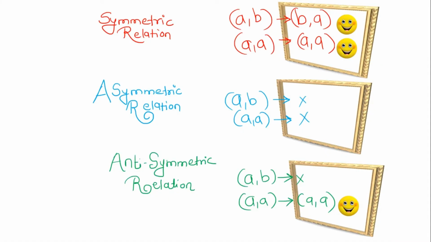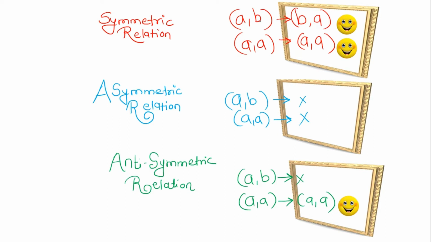Now let's understand different types of relation, that is symmetric, asymmetric and antisymmetric. For understanding this concept, let's assume for simplicity that if I place the ordered pair (A,B) in front of a mirror, the mirror image I get will be (B,A). And if I place (A,A) in front of a mirror, the mirror image will be (A,A). Based on this assumption about mirror images, we have these 3 types of relation: symmetric, asymmetric and antisymmetric relation.